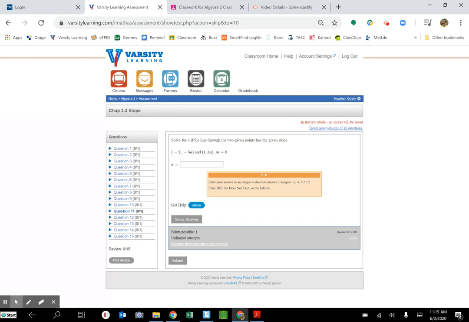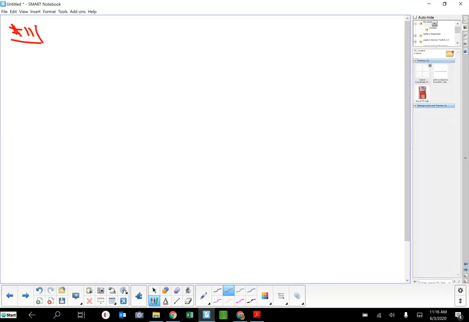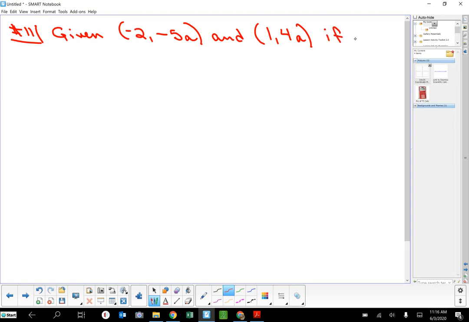Okay, so let's go work this out. Your job is to find out what a equals here. Okay, so the problem is given the points -2, -5a, and 1, 4a. If m equals 6, find the value of a. Okay, so what we're going to do is use the formula.